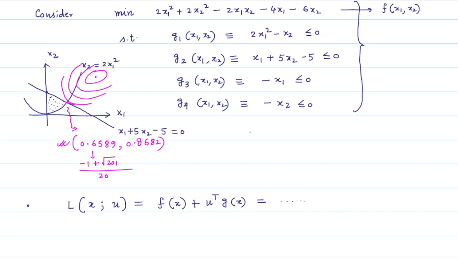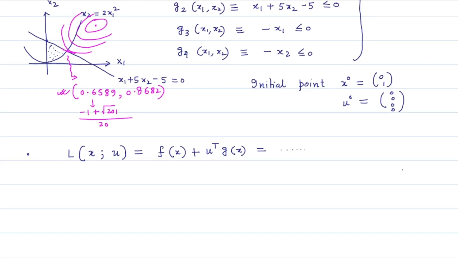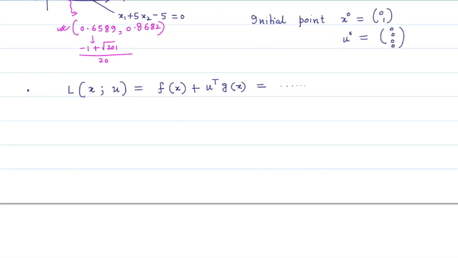Now to start the process of the sequential quadratic programming approach, we take the initial point as the point (0, 1) and also take the initial guess of the Lagrange multipliers as all zeros. Fine. With this x0, u0, let us go for finding out the next iterative point x1, u1. To find the next iterative point x1, u1, we need to solve the quadratic programming problem at the point x0, u0.